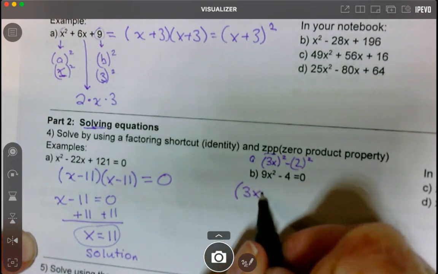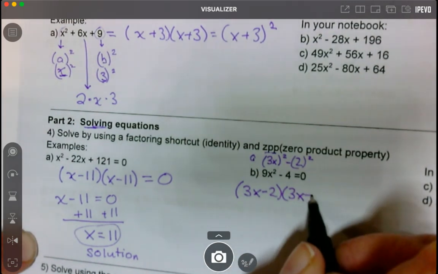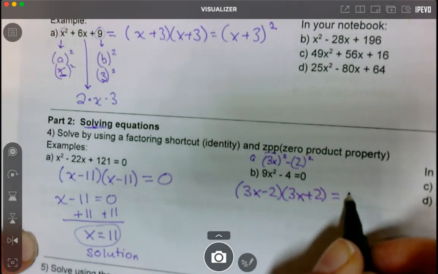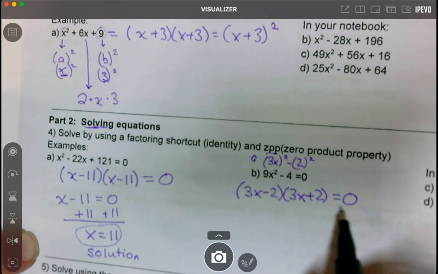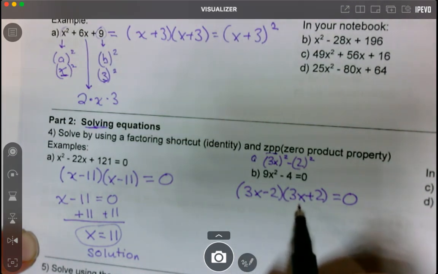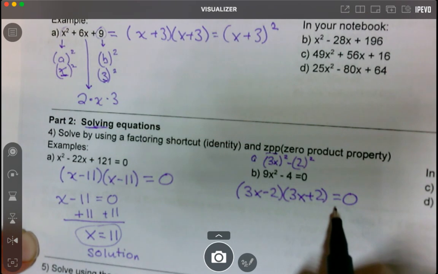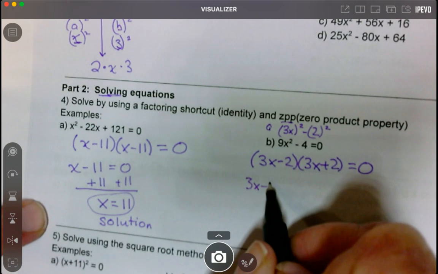So (3x minus 2)(3x plus 2) equals 0. So I have now factored, and I set my factors equal to 0. Zero product property says if one of these factors equals 0, then the whole thing equals 0. So I'm going to set each factor equal to 0.